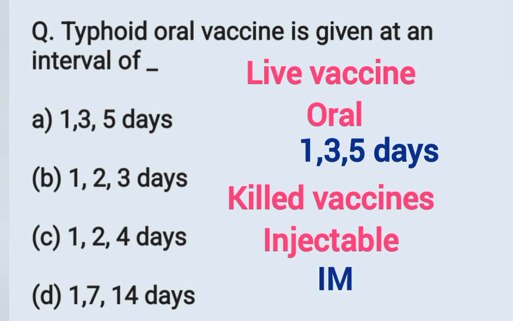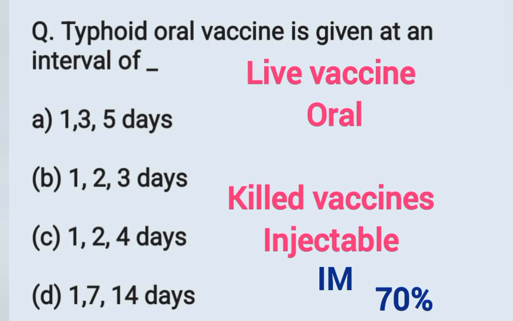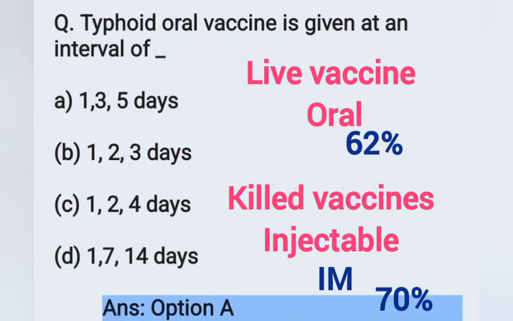That is our question. Typhoid oral vaccines are given at an interval of 1, 3 and 5 days. And injectable vaccines or killed vaccines are given by IM route, intramuscularly. Injectable vaccines are about 70% effective. Here our correct answer is option A. Oral vaccines are given at an interval of 1, 3 and 5 days, and these oral vaccines are about 62% effective.